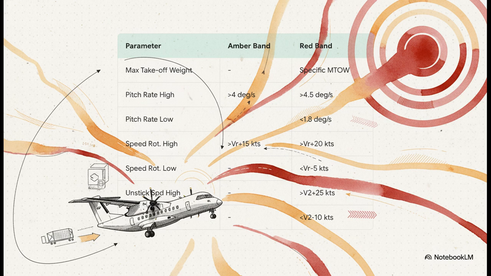And finally, as those wheels actually leave the tarmac for the unstick phase, your speeds have massive safety implications. An unstick speed high of greater than V2 plus 25 knots or an unstick speed low of less than V2 minus 10 knots are both major red exceedances.